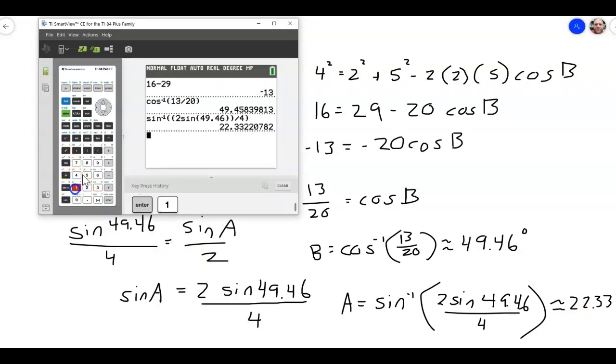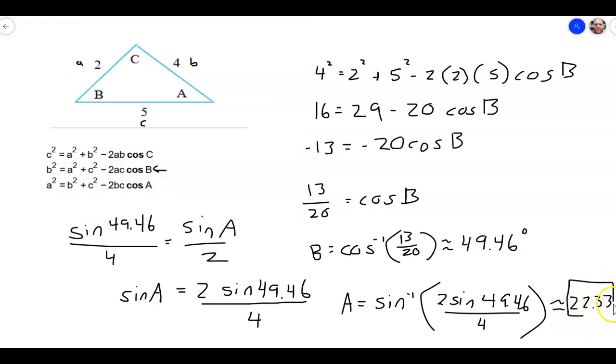So we also have to look at the possibility of 157, although 157 plus that 49 is going to be well over 180, so that is not one of our possibilities here. We can discard that, so the 22.33 is going to be good.